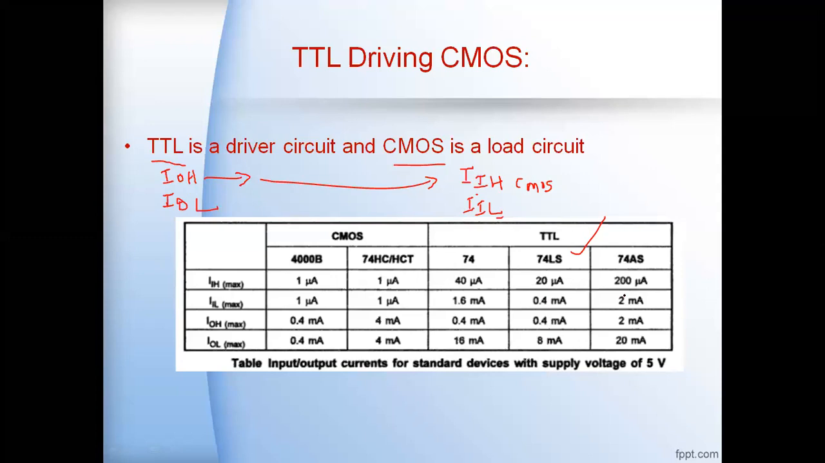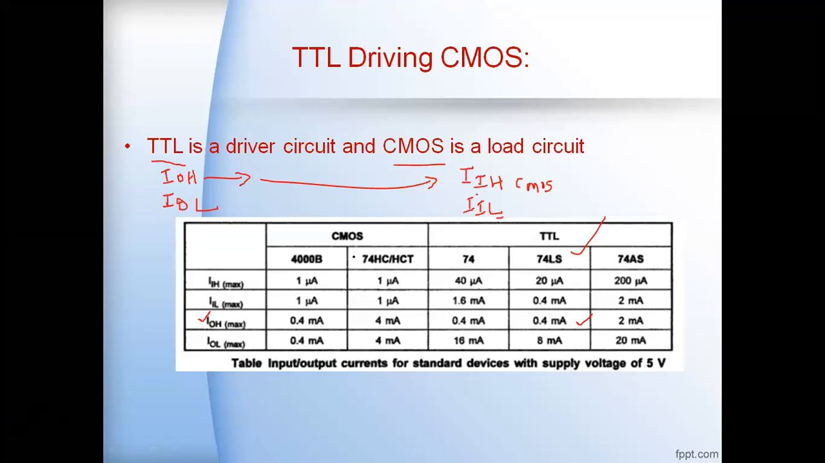You can take any one, but I am considering here the 74LS. Now what is the output high state current? It is IOH, which is 0.4 milliampere. So here the current is 0.4 milliampere.